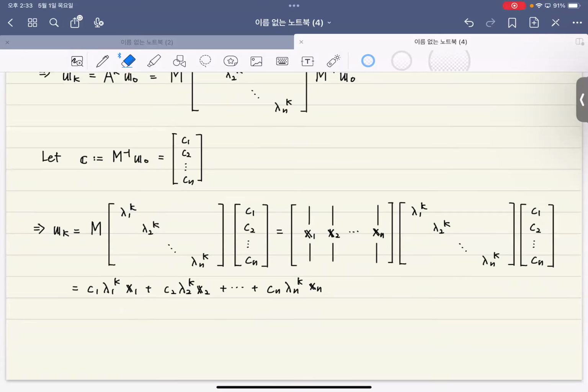Okay, great. I really like it. Now we know the theory, so why don't we go back to the Fibonacci sequence and try to find the closed formula for the Fibonacci sequence?